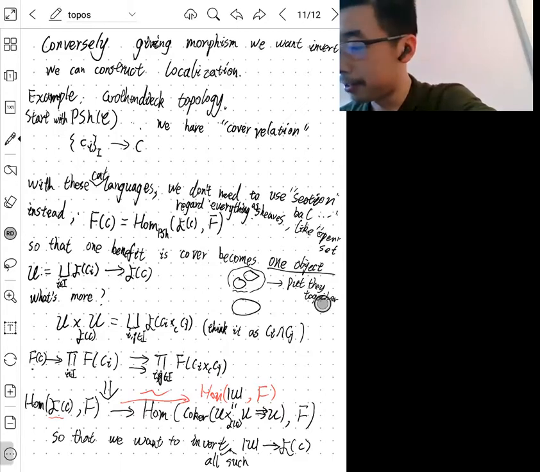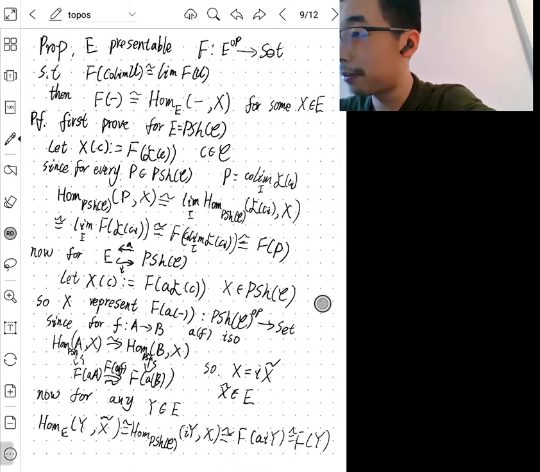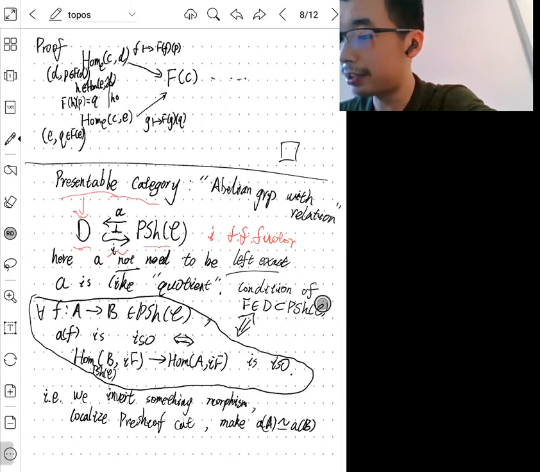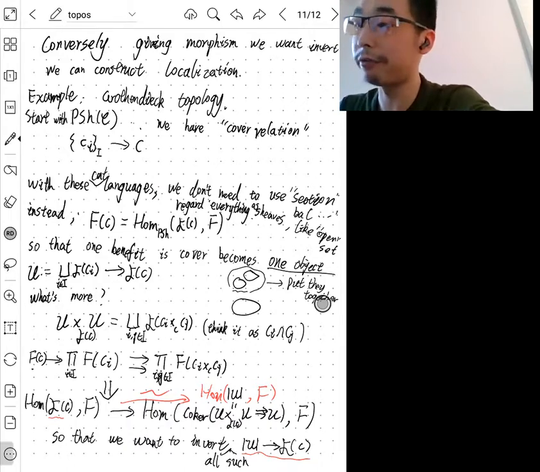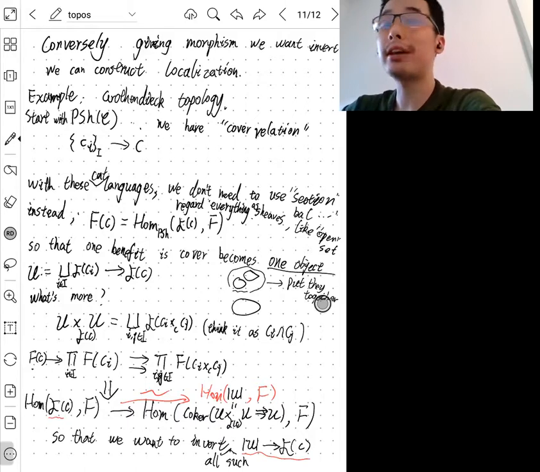So this two is isomorphism, right? In the other report before, how we define this is that for some F and for each of the hom sets A and B, this is an isomorphism. In other words, we want to invert this morphism from this U to this Yoneda embedding of C. So that's the transform of the language of covering to the language of a localization.